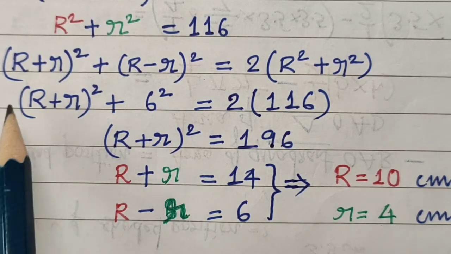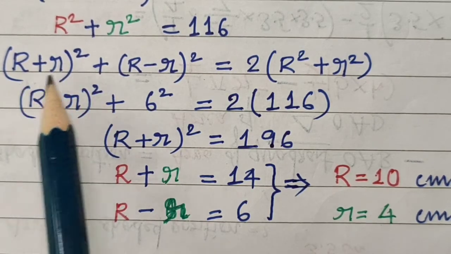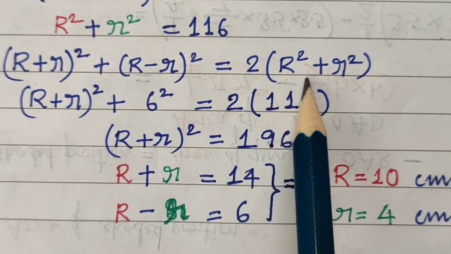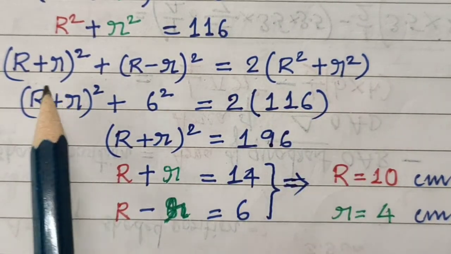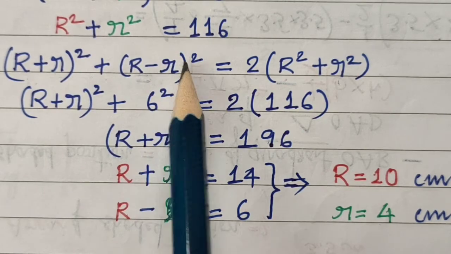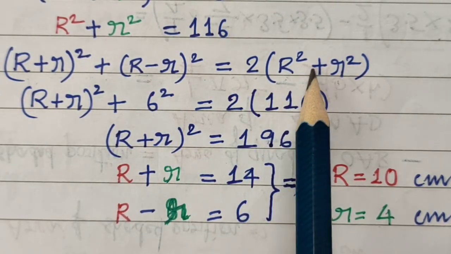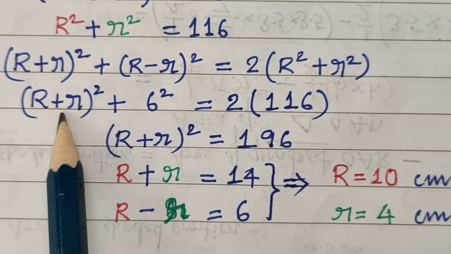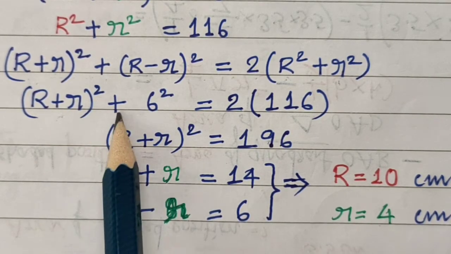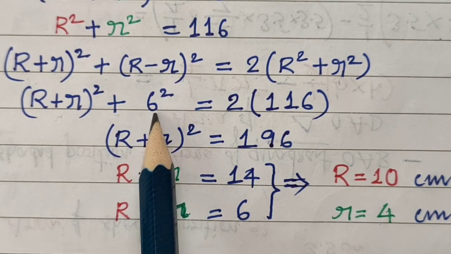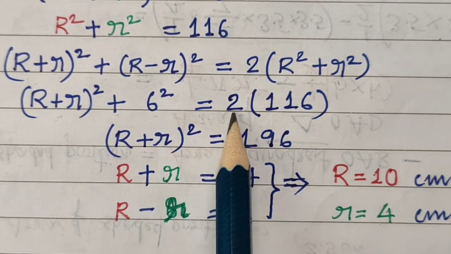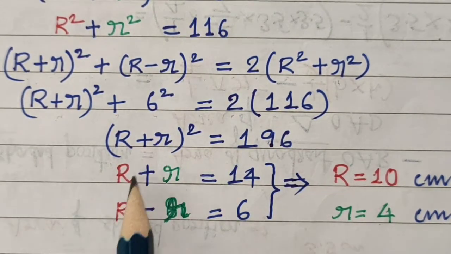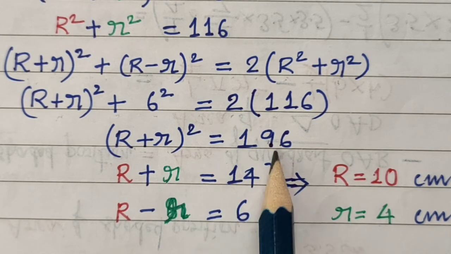We are using the same formula here: (a plus b) whole square plus (a minus b) whole square is equal to 2 times (a square plus b square). Then (R plus r) whole square plus (R minus r) whole square, which is 6 square, is equal to 2 times 116, which we have just found. Then (R plus r) whole square is equal to 196.